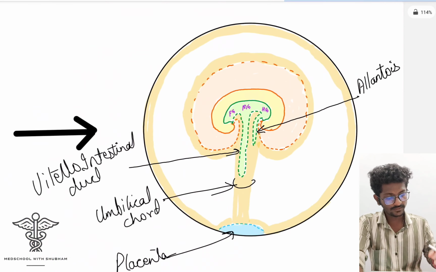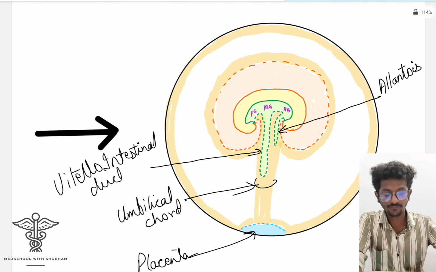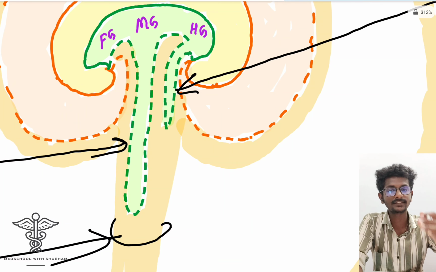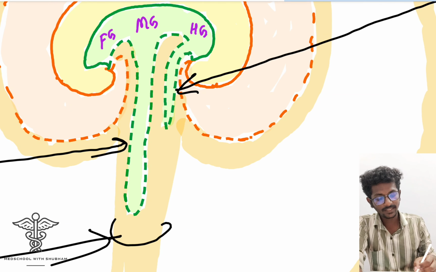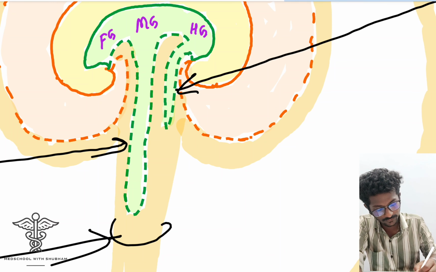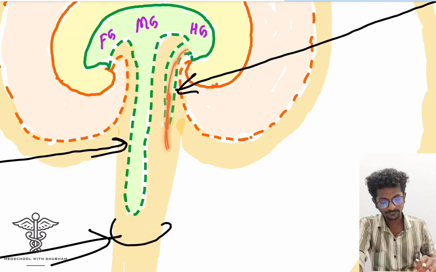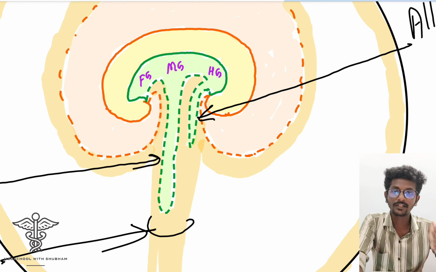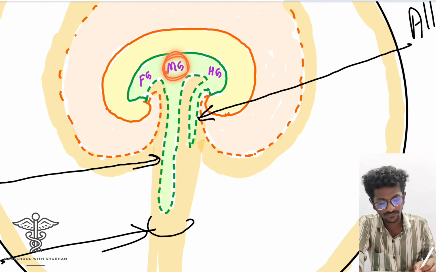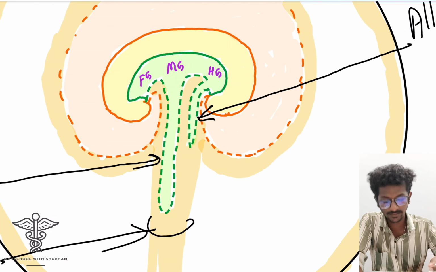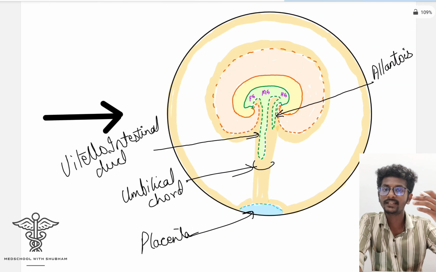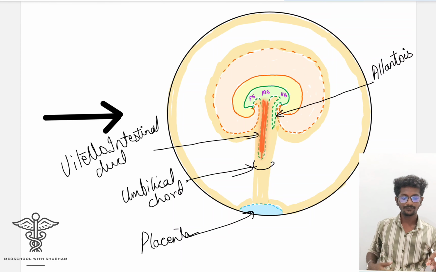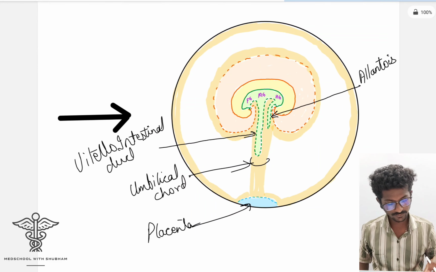So what is the allantois? The allantois is the extension of the hindgut, which arises from the hindgut and which continues inside the umbilical cord. And what is the vitellointestinal duct? It is the extension of the midgut, which arises from the midgut, or you can just write it is an extension of the midgut which can be seen inside the umbilical cord. I hope this is very clear to you guys.